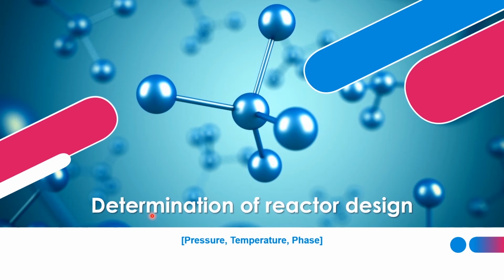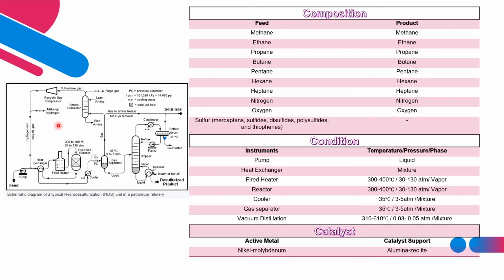Now, I am going to present the determination of reactor design by looking at the aspects of pressure, temperature, and phase. Here is the schematic diagram of hydrodesulfurization of crude oil. The composition of the feed will include hydrocarbon, inert gas, and sulfur component. After this desulfurization process, the product will only have hydrocarbon and inert gas. The sulfur component will be separated out. The operating conditions of each instrument are also shown in these tables.